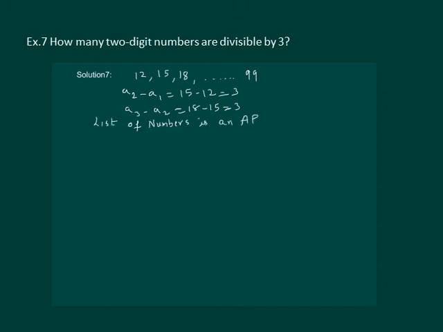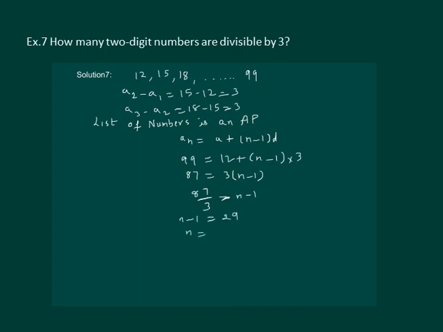The question is to find how many two-digit numbers are divisible by 3. The last number is 99. So let us substitute an equal to 99 and find the value of n, which will give us the numbers which are divisible by 3. We have a equal to 12 plus n minus 1 into 3. Solving this further, we get 87 equal to 3 into n minus 1, or 87 by 3 equal to n minus 1. So n minus 1 equal to 29, or n equal to 29 plus 1, which is 30. So that means there are 30 two-digit numbers which are divisible by 3.